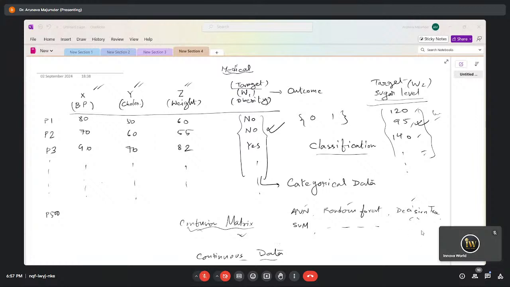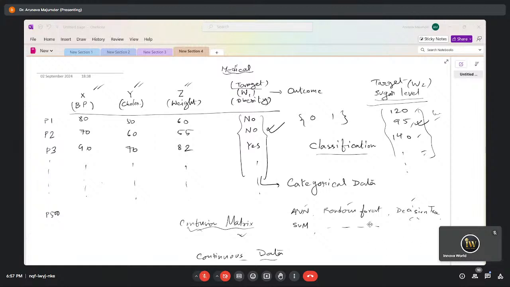If anybody has any doubt or question, you can ask me now up to this point. I request everyone, please be responsive so that it will be an interactive session. You can write in the chat box if you have any queries up to this point, up to regression and classification. Are you having any doubt? Okay, then I'm going for the next part.